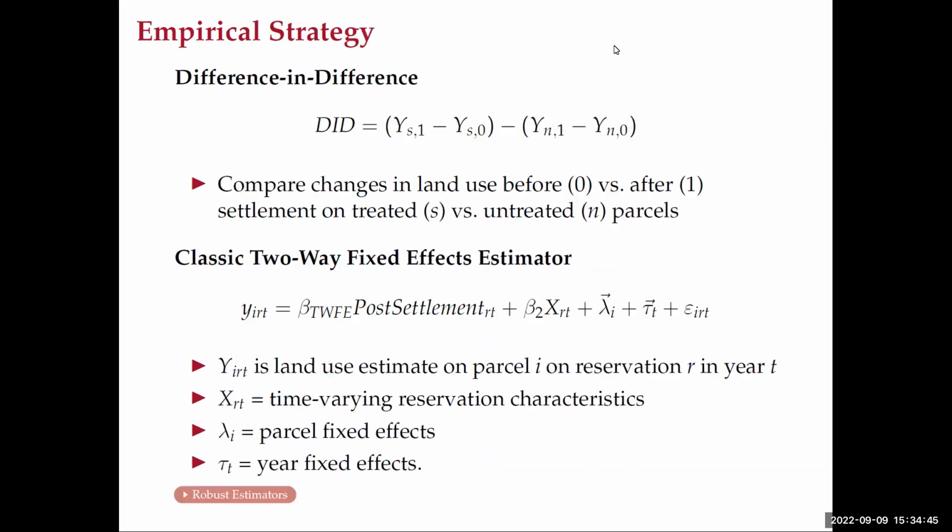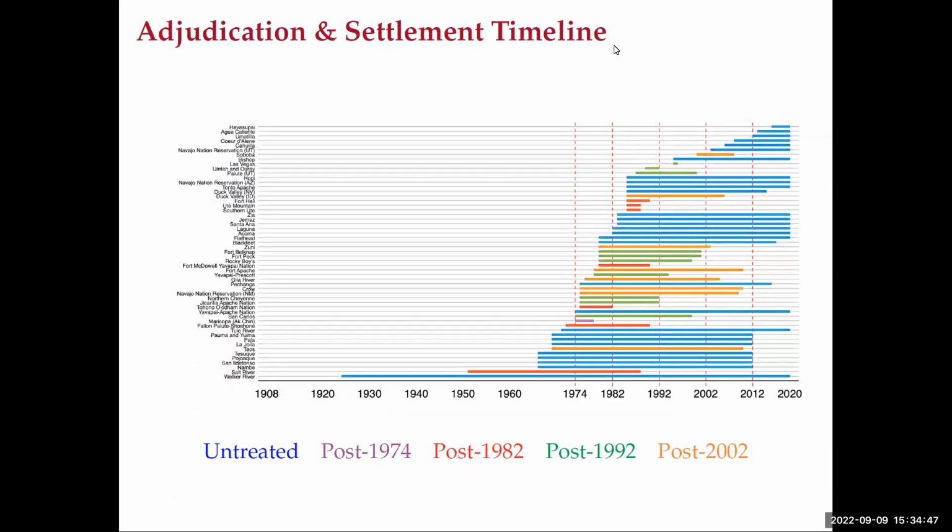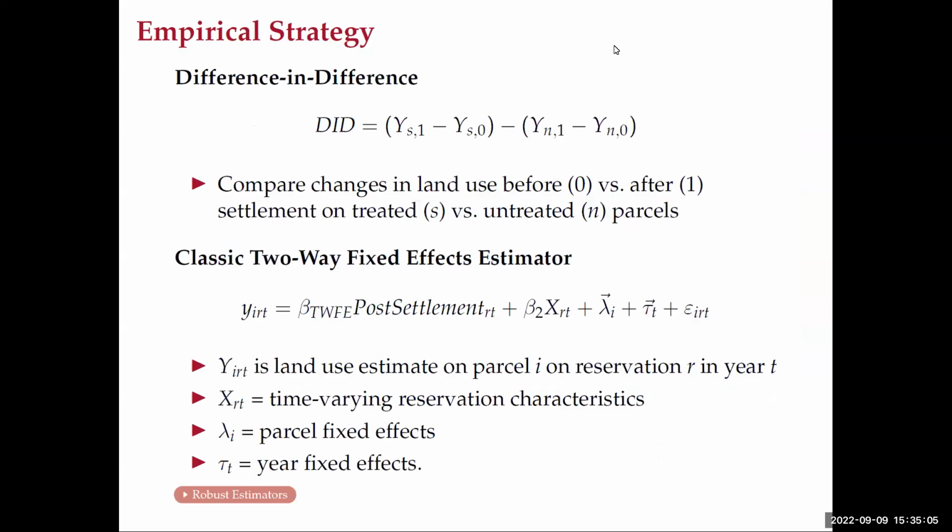So what you end up doing is comparing, say, this group that adjudicated or settled between 2002 and 2012 with the outcomes of the group that had settled a couple decades before. And that's not really what you want to be doing. And so we use robust estimators in the paper.